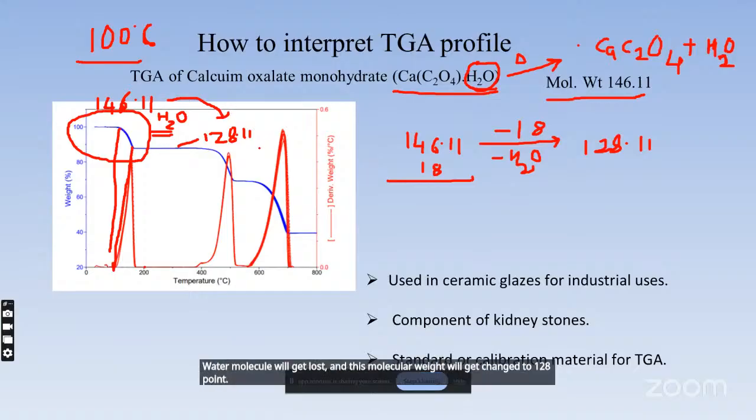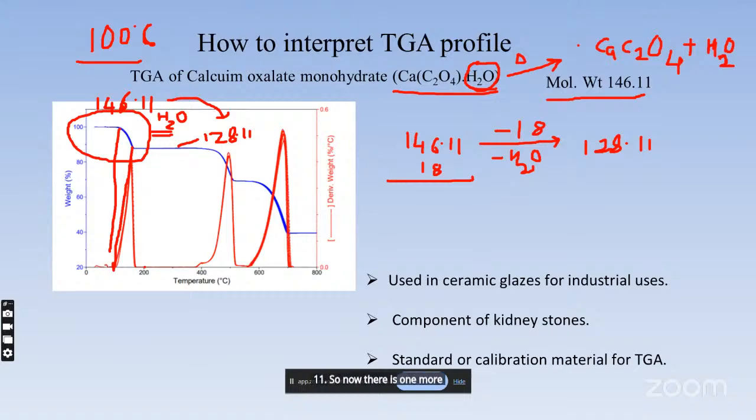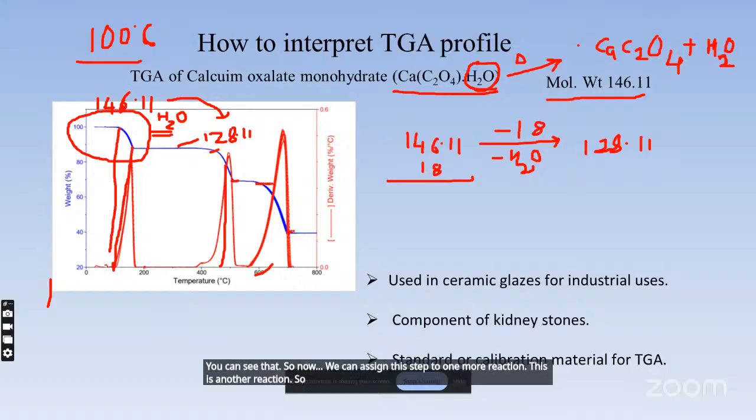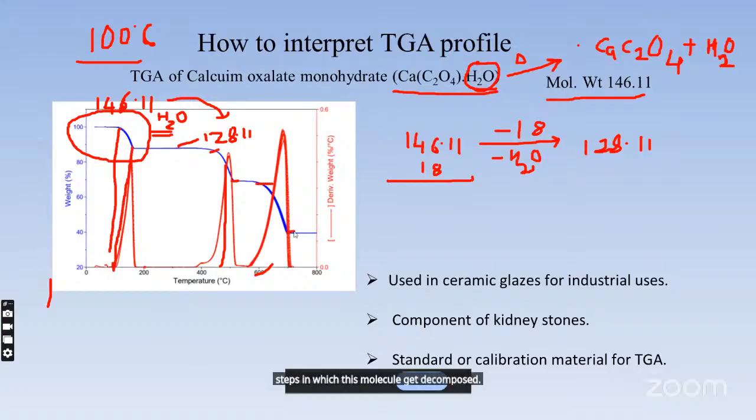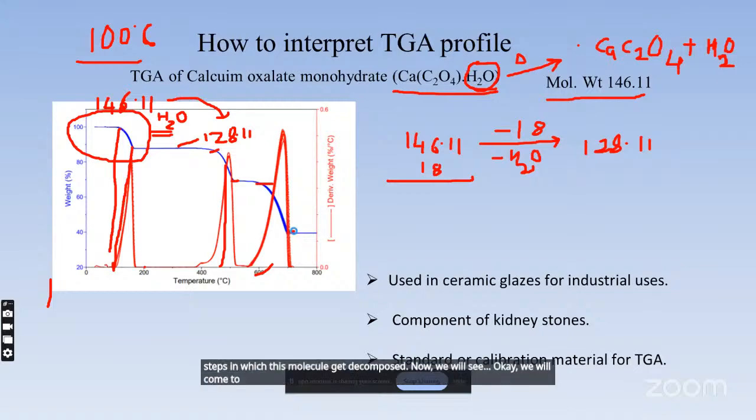So now there is one more step of the decomposition. Now we will assign that step. You can see that. So now we can assign this step to one more reaction. This is another reaction. So there are a total of 3 steps in which this molecule gets decomposed. Okay, we will come to this calculation a little later.